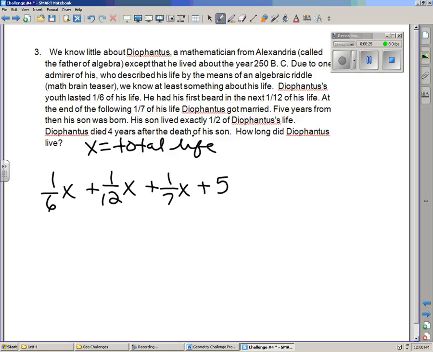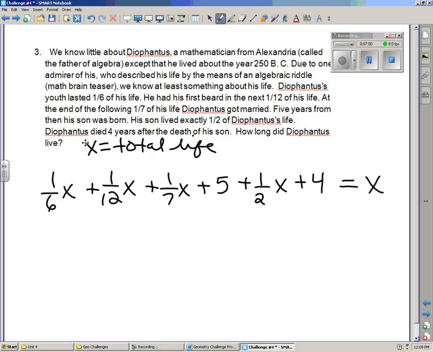His son lived exactly half of his life. So now we've got half of his life. And then he died 4 years after the death of his son. So then we've got another 4 years that we need to add. All of this is going to equal out his entire life. You can solve this by multiplying through by a common denominator. I have on my answer key how I just did the fractions and made it a little bit more simplified, but I think I will show you how to multiply through by the common denominator.